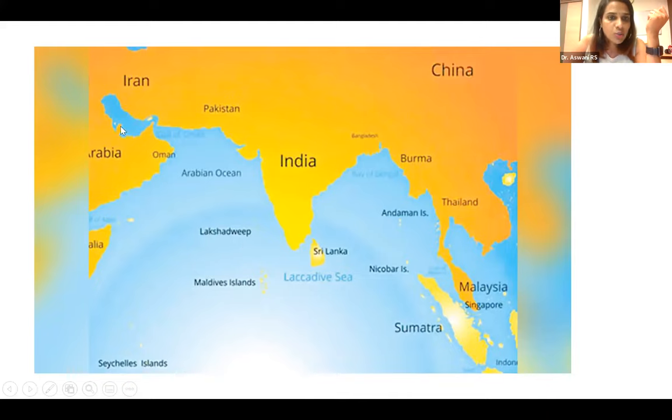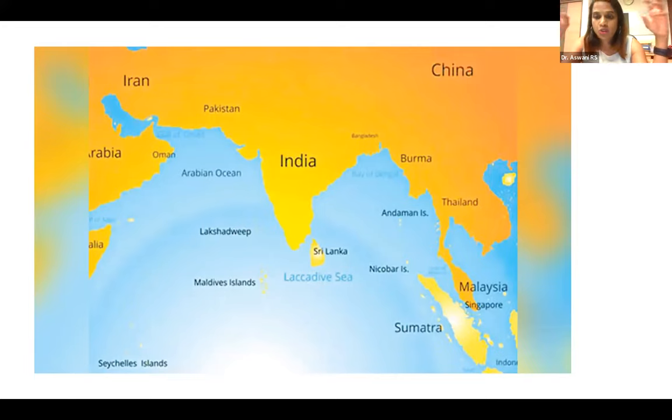Also, if you look at Oman here, next to Oman you can see the Gulf of Oman. And on top of that, next to Iran, is the Persian Gulf. So it's on the extreme north and it is connected to the Strait of Hormuz, okay, which is a very narrow choke point. And we will talk about it when we talk about the politics of the Indian Ocean.